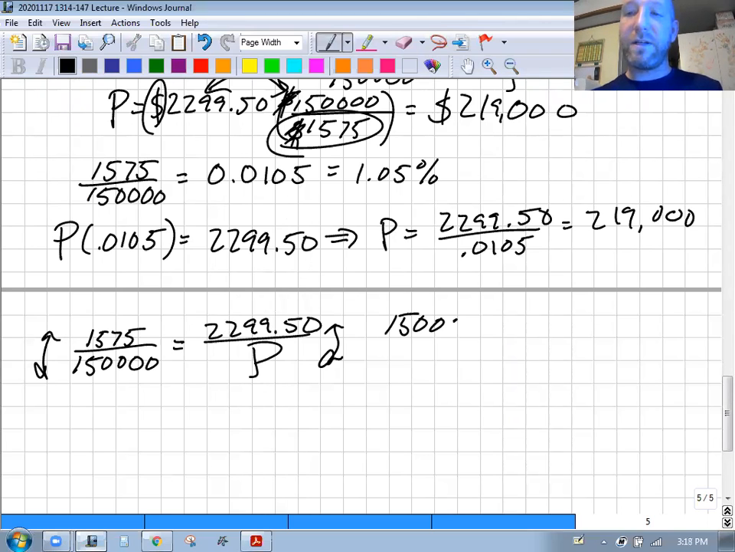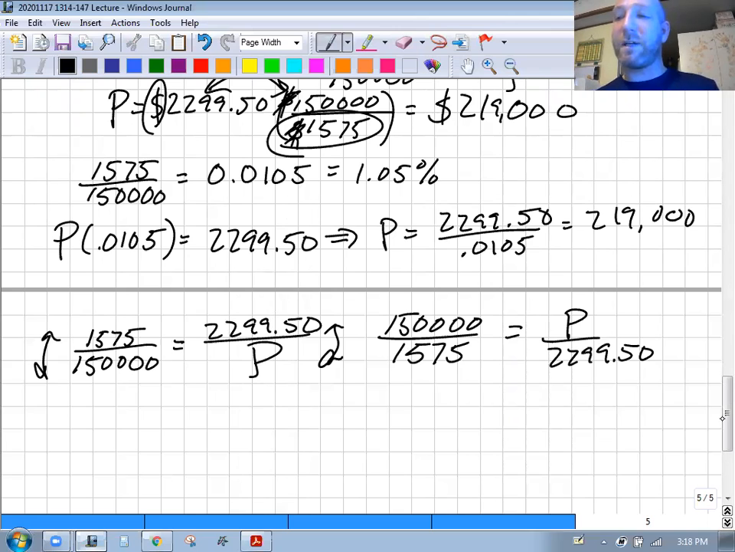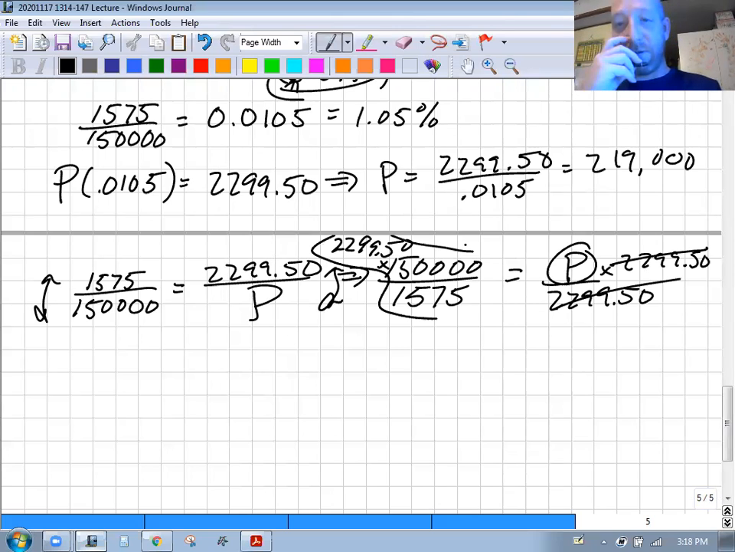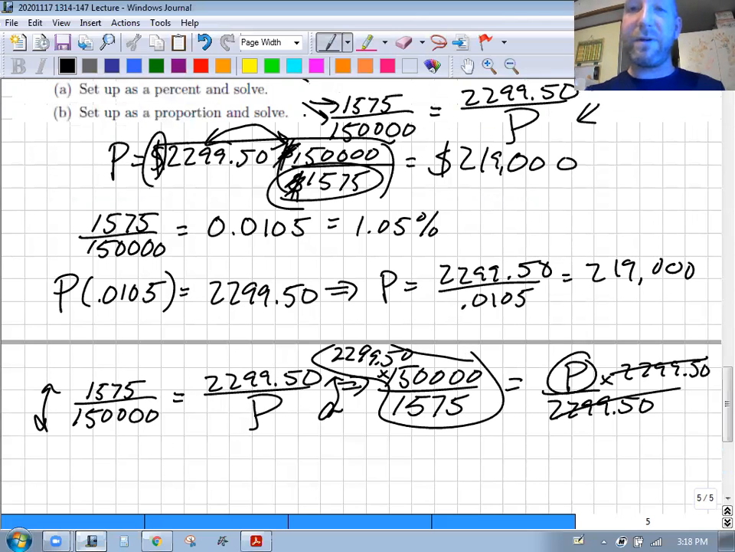You know, I could have started it the other way. P over 2. I just took reciprocals of both sides. And then now we multiply both sides by this, right? So 2299.50, 2299.50. All right, we're multiplying. So that goes away, and we have P equals the product. Those are the two numbers, basically what we had up here.